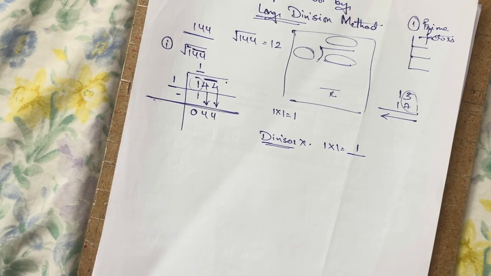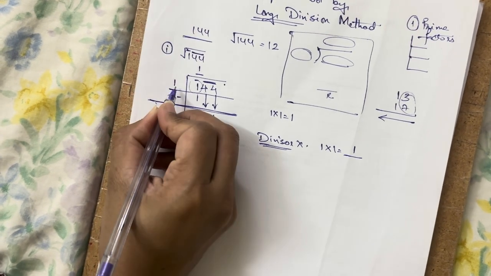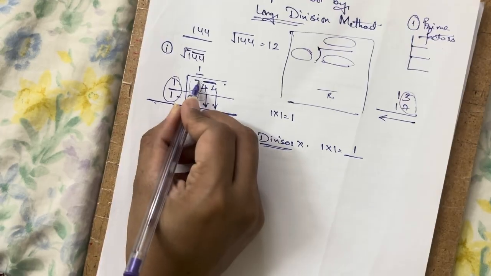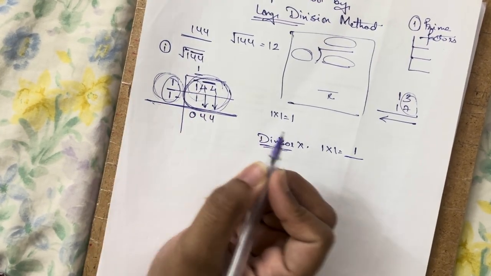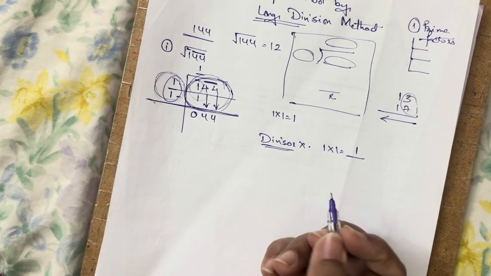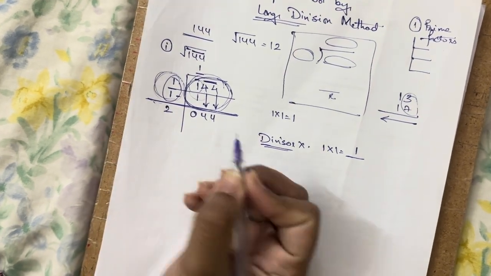Now what you're going to do is double the divisor. So 1 inside, what is happening? Inside, subtraction is happening, but outside, the addition process is happening. Okay, so it becomes a 2. Now let me rephrase it all to you.